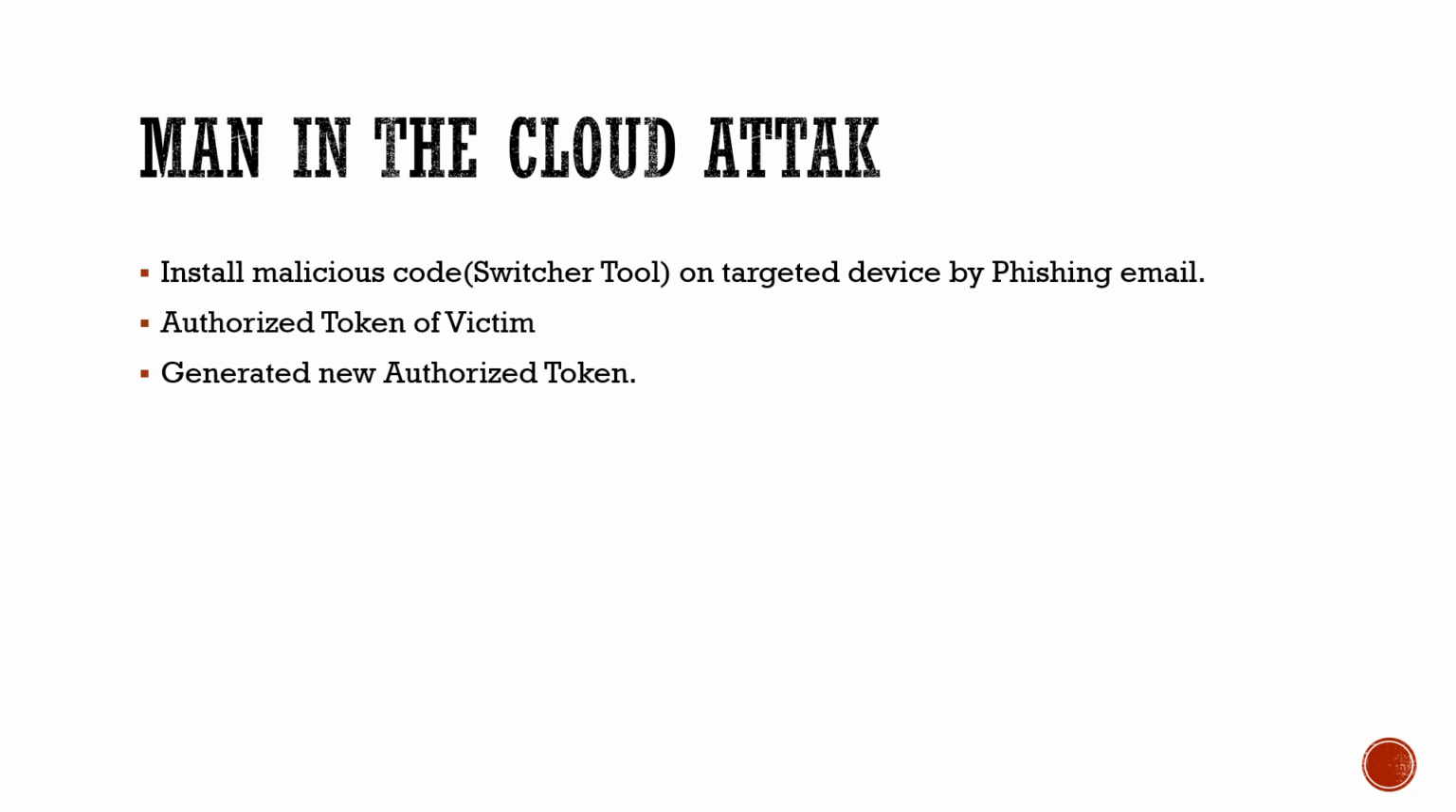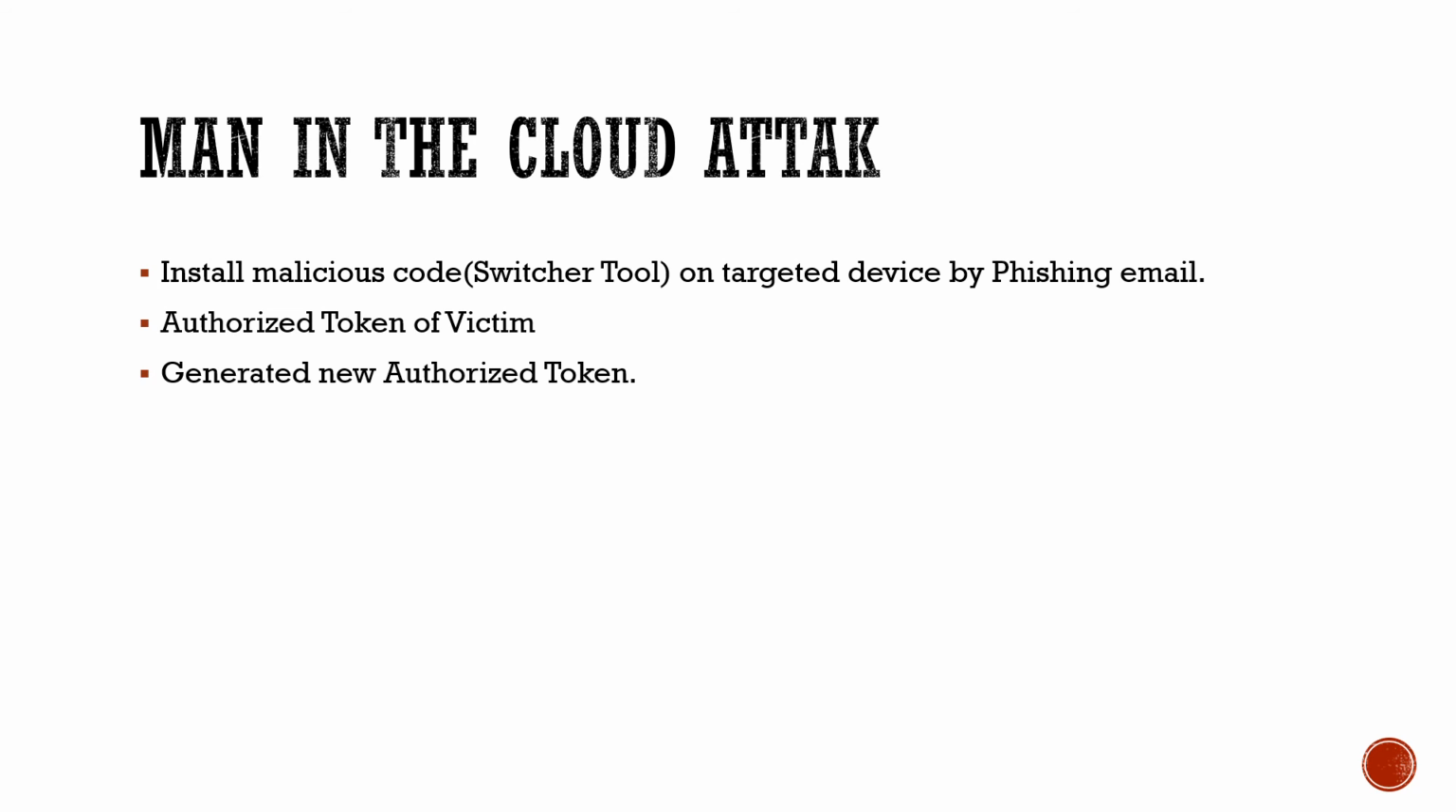For this attack we require three steps. First of all, we need to install a switcher tool, which is malicious code, on a victim's device. We can install it by phishing email and social engineering. Once we install it on the victim's system, the tool does its work. How does it work? It requires two tokens: the authorized token of the victim and a newly generated authorized token. We know Microsoft OneDrive also runs on an authorized token. In the Microsoft platform, once we have authenticated with our password, the second time we do not require the password. We require only the authorized token.